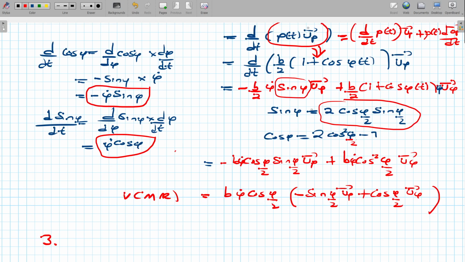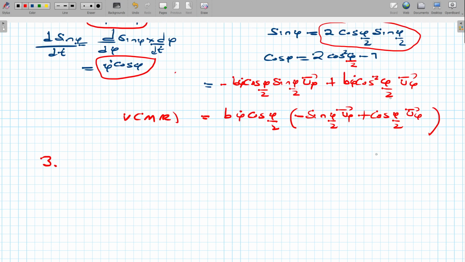So I looked for identities. Sine phi is equal to 2 cosine phi divided by 2 multiplied by sine phi divided by 2. Then cosine phi is equal to 2 cosine squared phi divided by 2 minus 1. Then you inject the two equations into what we have here. You get this expression, and then you simplify. You factor out the common terms, and then you're going to have what I have here. So that's the expression for the velocity. Hopefully everything is clear now.